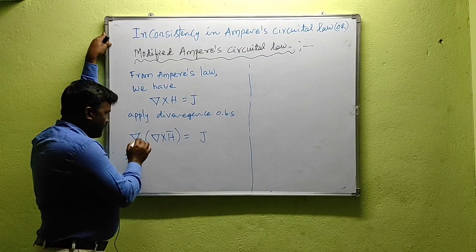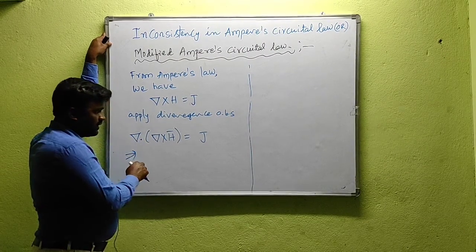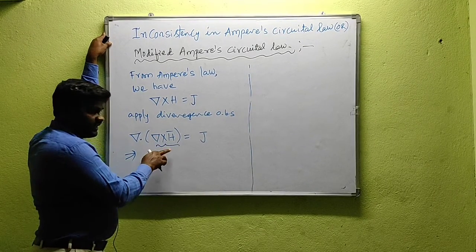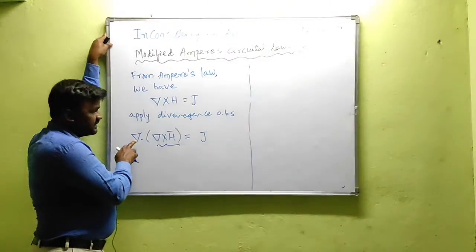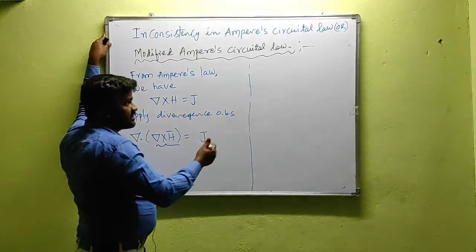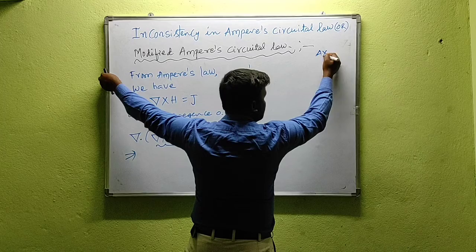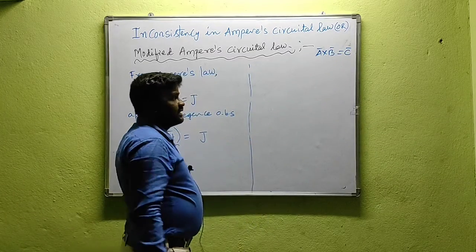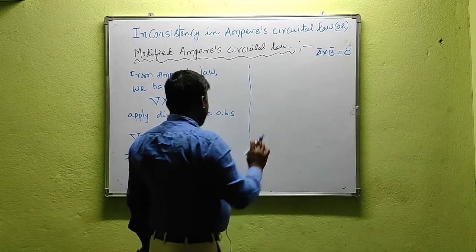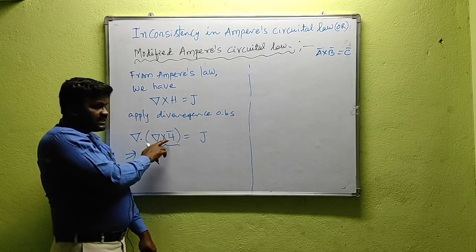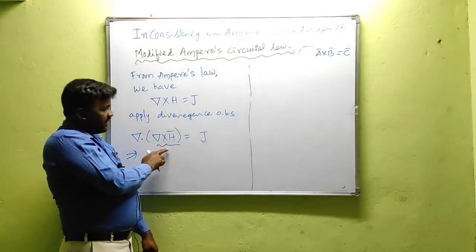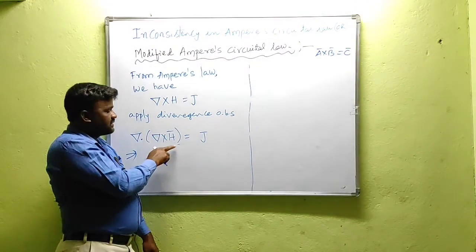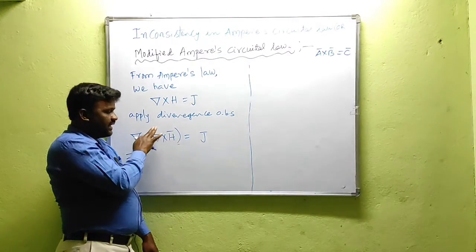So here, the dot product del dot del cross H means what? Here we will get a vector. That vector is perpendicular to what? To del and H. A cross B gives what? Let us say A cross B equal to C. That C is perpendicular to both A and B. Here also the same thing. Del cross H gives a vector, and that vector is perpendicular to both del and H, or else perpendicular to the plane of del and H.